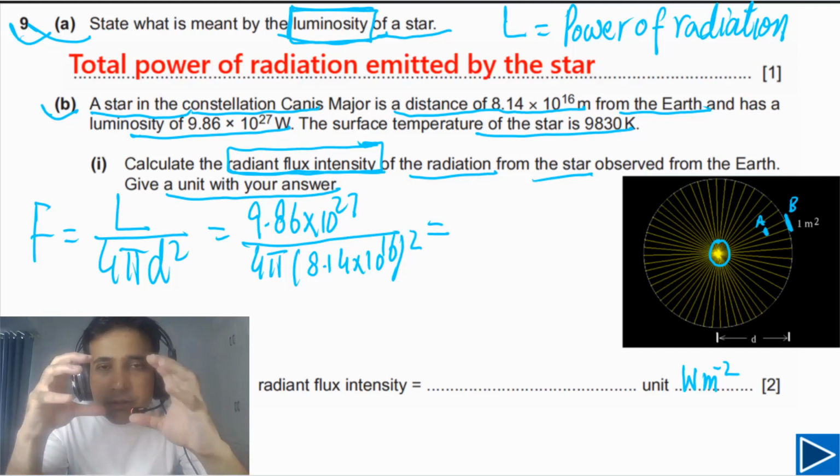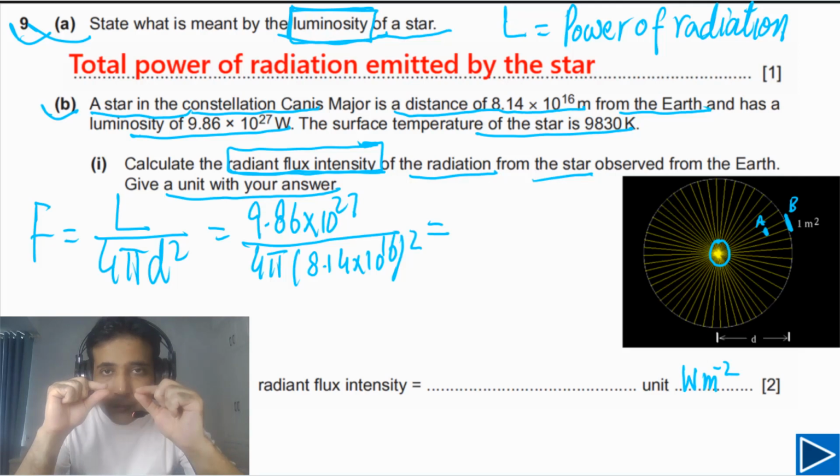Let's try to understand a little bit more about intensity. Why does intensity decrease with distance? The reason is that the amount of energy produced by the star per second is constant.